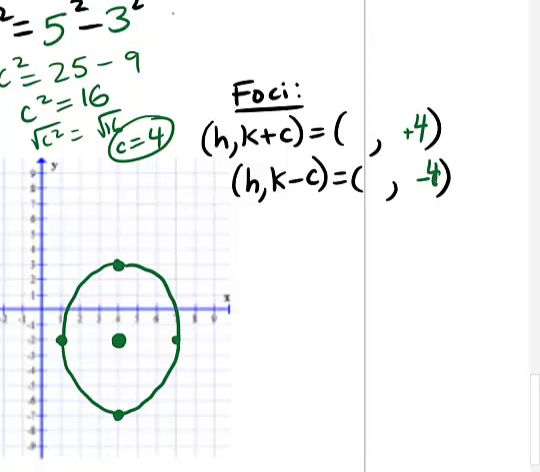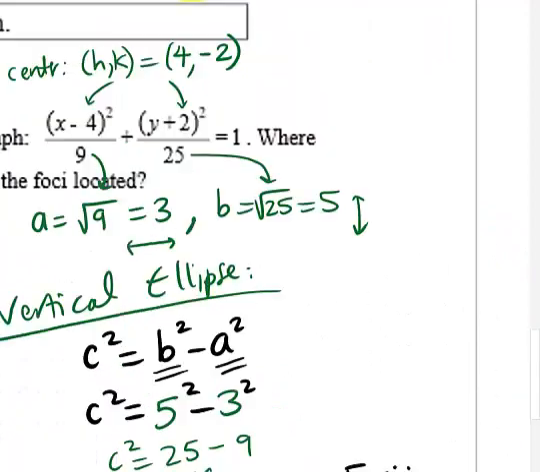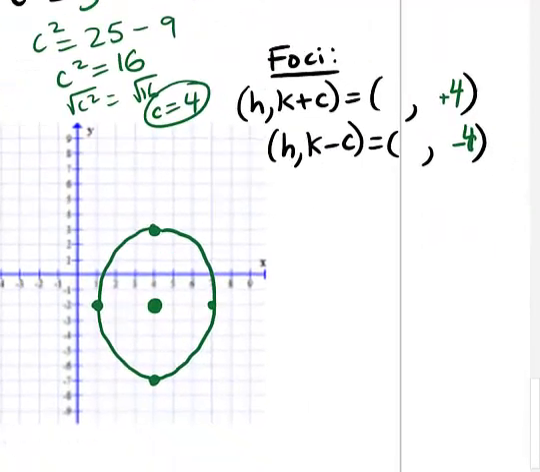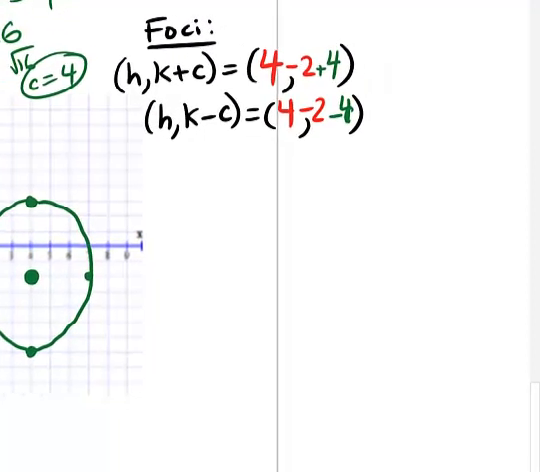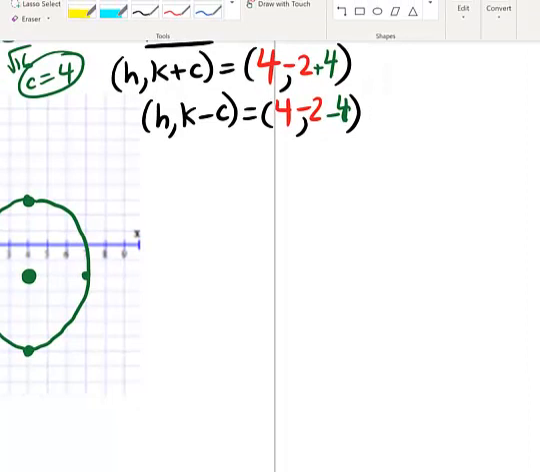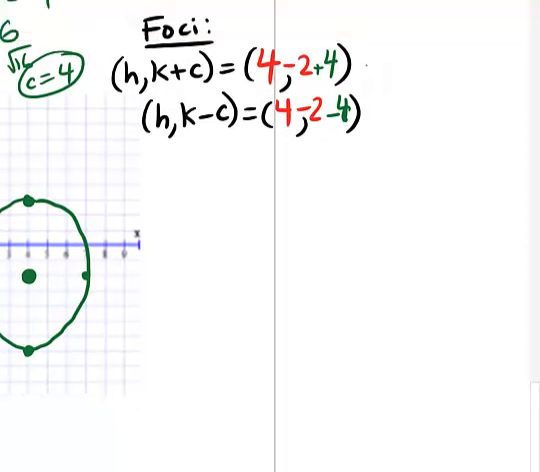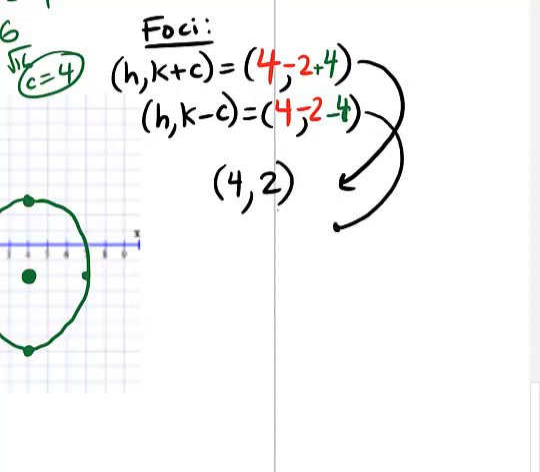And h comma k, I already forgot what that was. 4 and negative 2. I'll fill those in as well. 4 is the x value, negative 2 is the y value, and then plus or minus c. In the last problem I couldn't simplify those, but this time I can, because the y values are like terms. Negative 2 plus 4 makes 2. And the other one, 4 comma negative 2 minus 4, is negative 6.